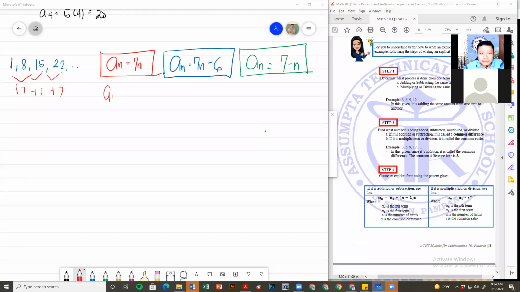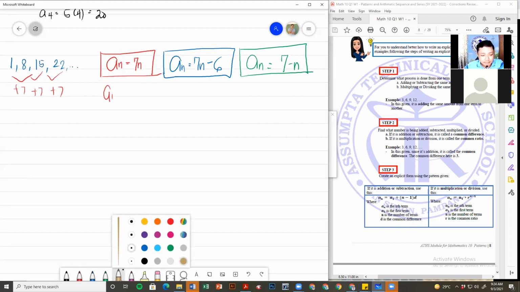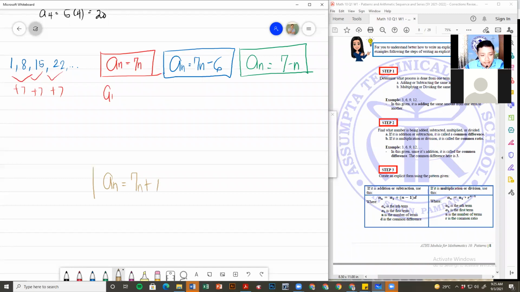Okay. So far, our classmates sent another formula. Later, we will be entertaining that. Another formula sent by our classmates is A sub n is equal to 7n plus 1. Let's see. There are 4 formulas sent by our classmates. Let's see which among these matches our pattern, 1, 8, 15, and 22.